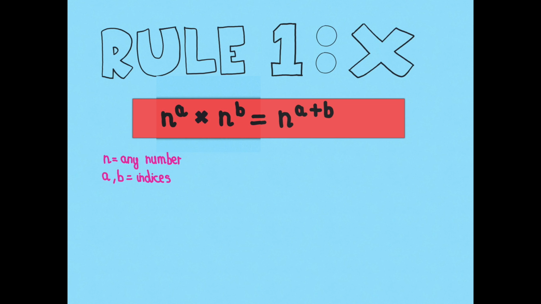In summary, the first law of indices states that when multiplying a base that is the same, the two indices must be added together. This will give you a new index and form a simpler expression.